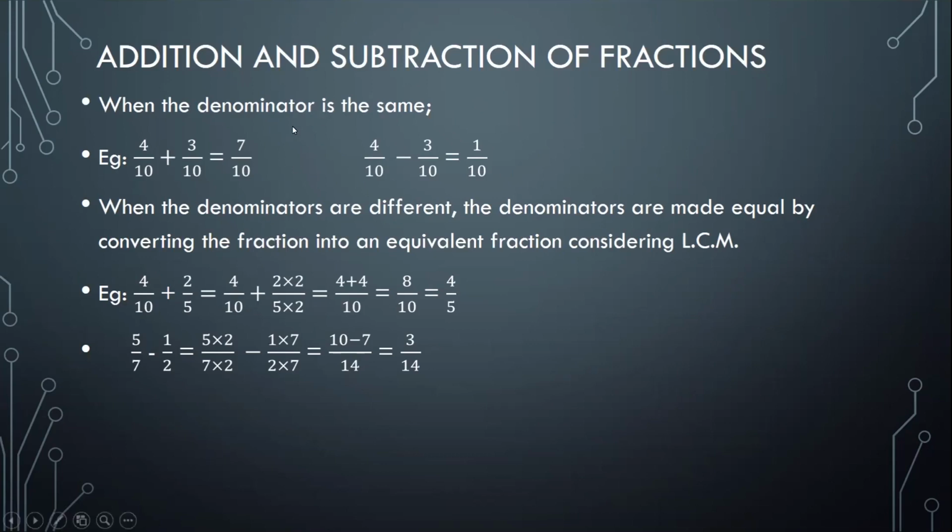If your denominator is the same, you just have to add the numerators to get the final answer. Or if the denominators are the same, you just subtract the numerators and you get the answer. But if your denominators are different, for example, in this you have 10 and 5, then you have to make both denominators the same by considering the LCM, the least common multiple. That is something I think you all know by now.